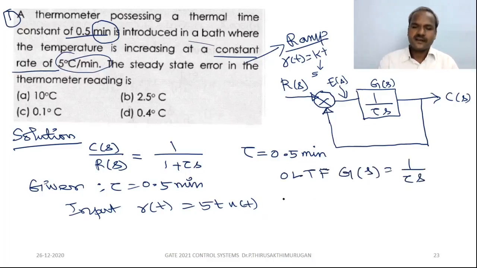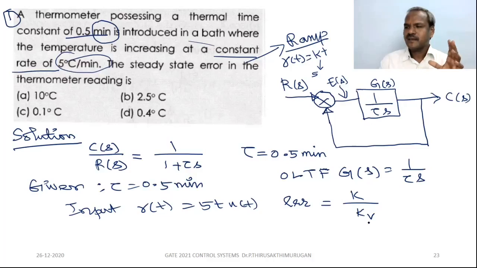So what is error? Error is nothing but K by Kv. What is K? K is the system gain, the input with the weightage of K. So K is 5, 5 divided by Kv. Also you know that K equal to 5, and Kv is 1 by tau S.